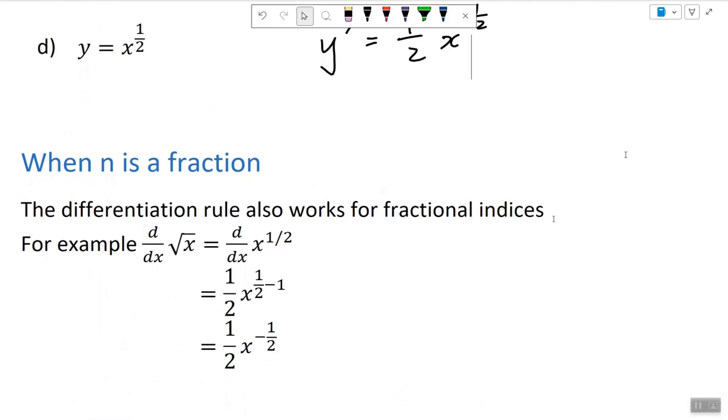It's basically you're following the same rule. Just because it's a fraction, you're going to end up with a negative indice for the derivative. It's basically the tip.